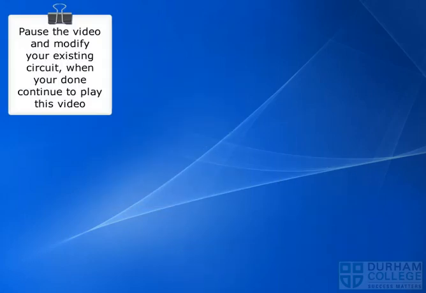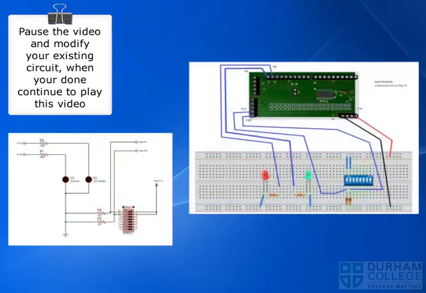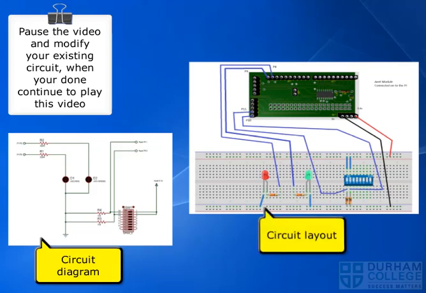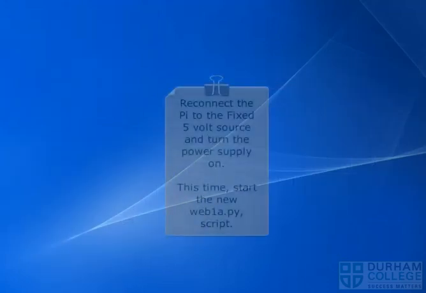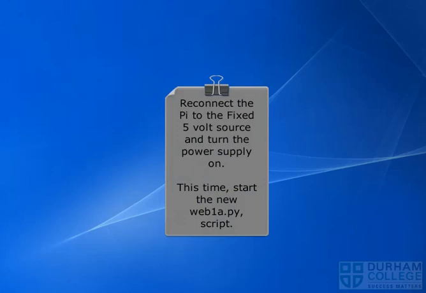Pause the video and modify your existing circuit. When you're done, continue to play this video. Circuit diagram. Circuit layout. Reconnect the Pi to the fixed 5-volt source and turn the power supply on. This time, start the new WEB1A.py script.